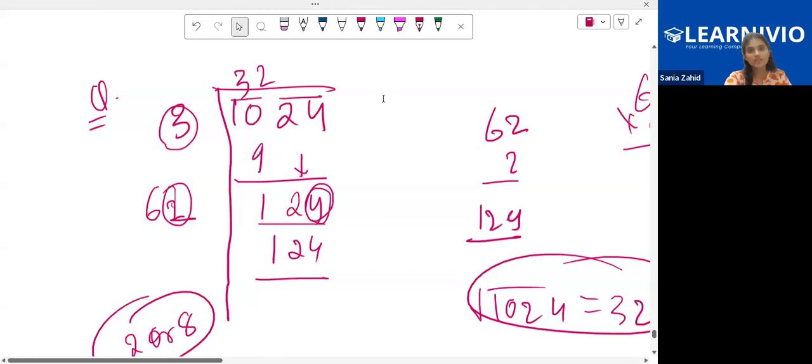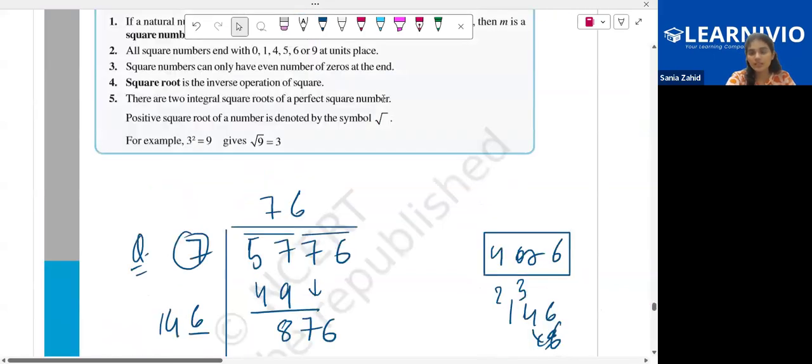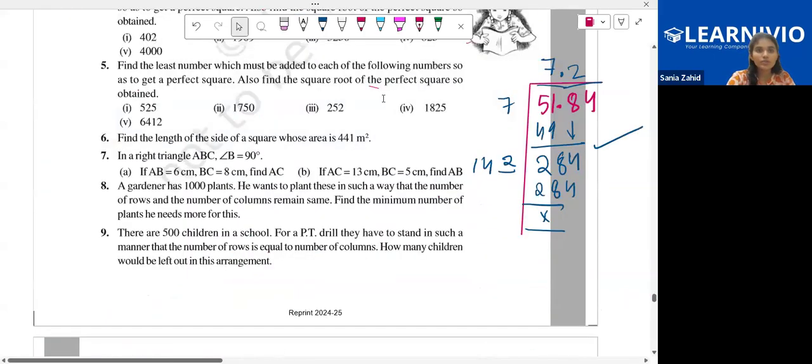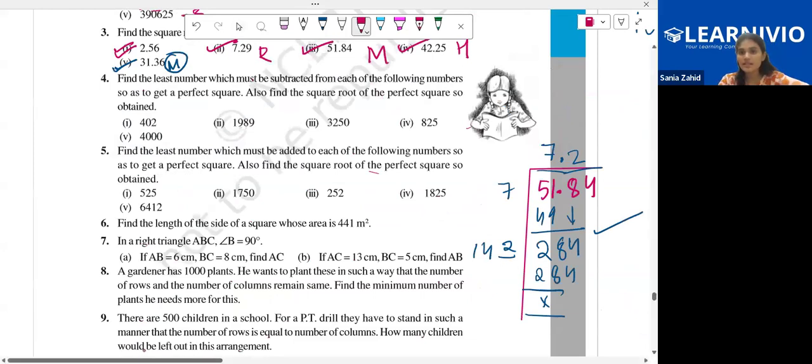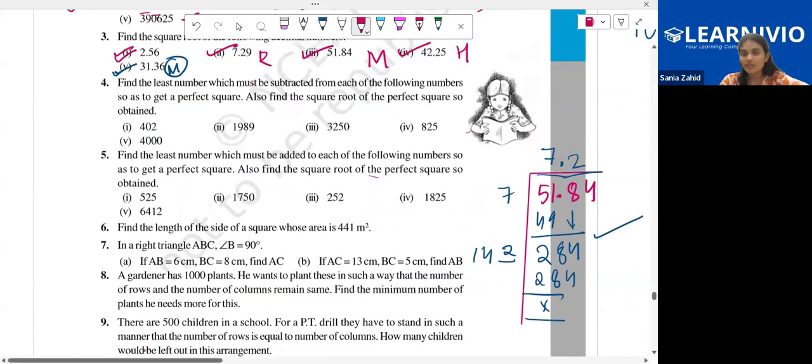Okay. So now children, for today we'll just keep it. And in the next class, we'll do the remaining questions of this exercise. So children, please practice well whatever we have studied till now, and the rest will continue in the later class.